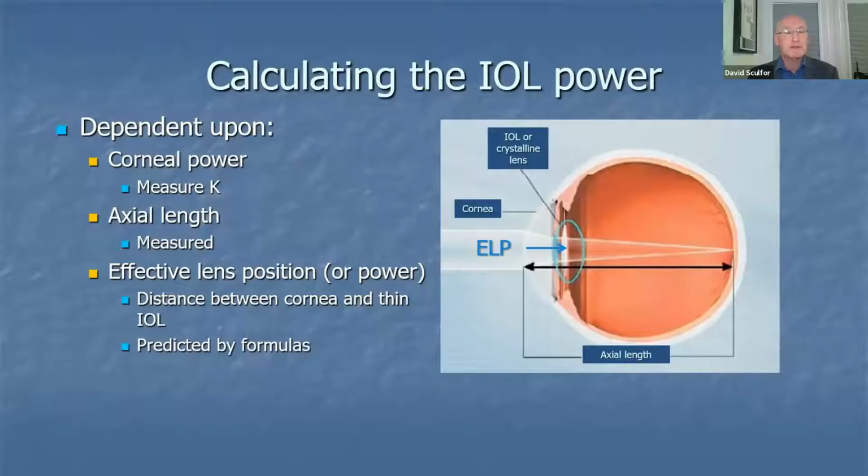Now, in fact, the terms effective lens position and effective lens power are pretty much interchangeable, because if a lens sits further forward in the eye, it will have the same effect as a lens of a higher power. So by moving the lens backwards and forwards, you have the same effect as changing the lens. So those terms pretty much are interchangeable.